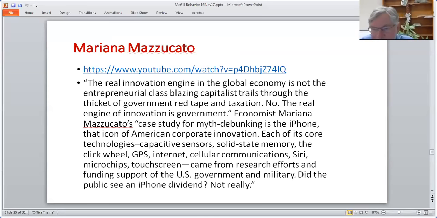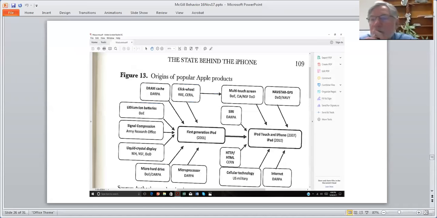She's done this case study of the myth debunking, using the example of the iPhone. Every core of the iPhone technology, capacitive sensors, solid state memories, GPS, and so on and so forth, came from research efforts and funding, support of the US government military. Did the public see an iPhone dividend? She says not really, in terms of sharing the profits that came from it. She names all the agencies that were responsible for the components of the iPhone.